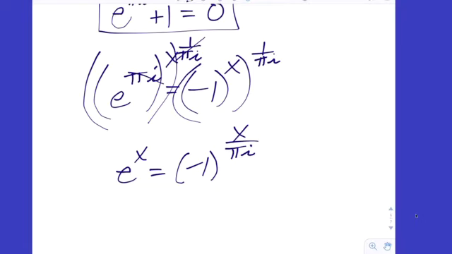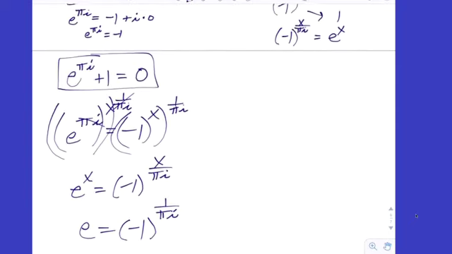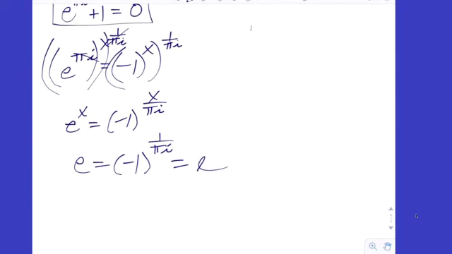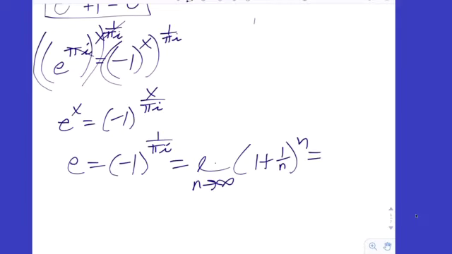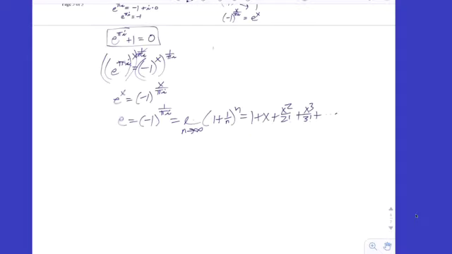Yeah, awesome. You can play around with it. If you raise both sides to the 1 over x power, you get e to the negative 1 equals 1 over pi i. Kind of just another rearrangement. But yeah, it works for any value of x. And you know, this is also equal to e, right? The limit as n goes to infinity of 1 plus 1 over n to the nth power. And that, of course, is equal to 1 plus x squared over 2 factorial plus x cubed over 3 factorial plus ... They're all equal to each other.